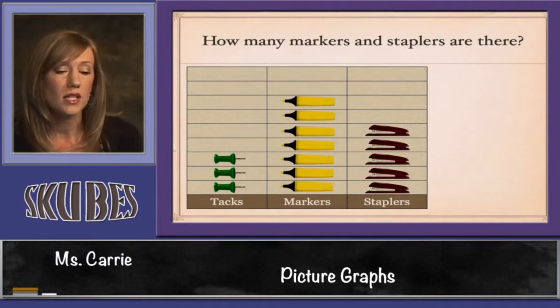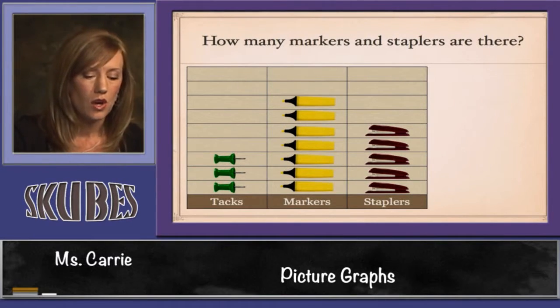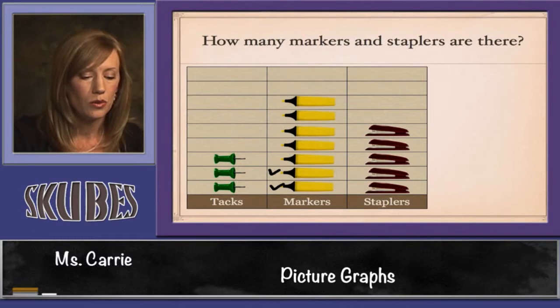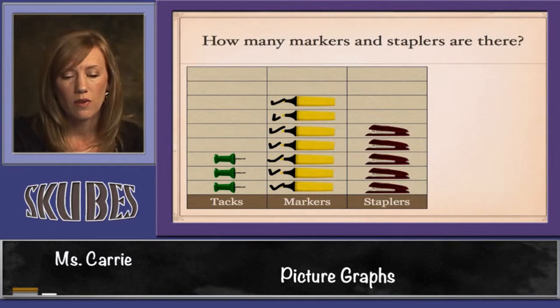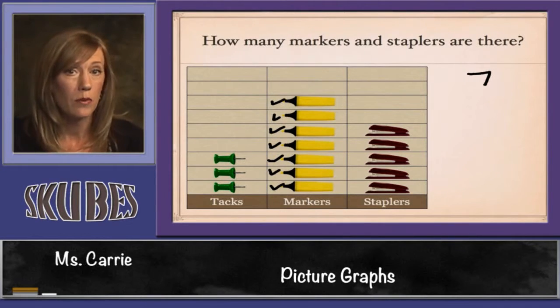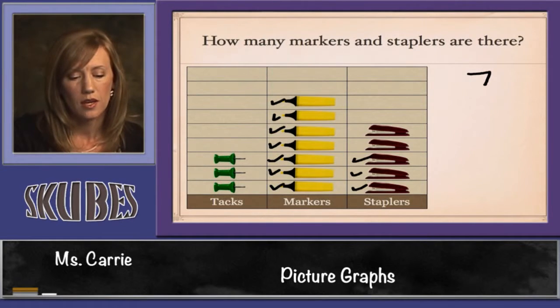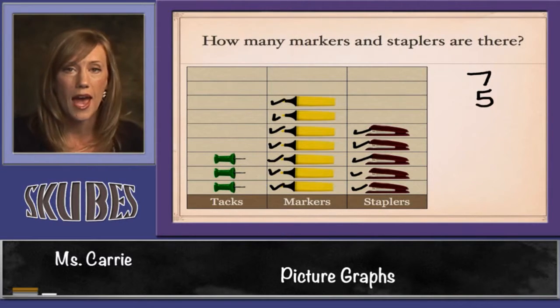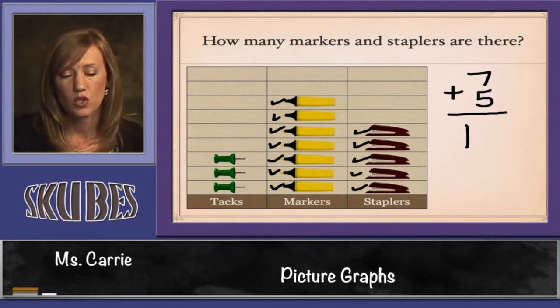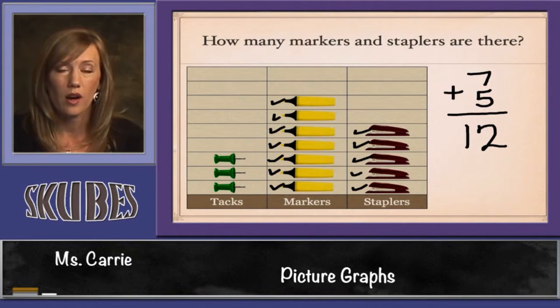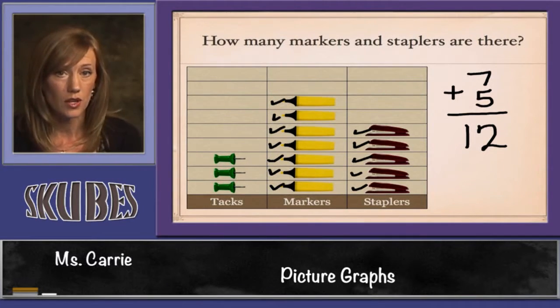Well, to find that out, we need to count up our markers and our staplers. For markers, we had 1, 2, 3, 4, 5, 6, 7. So I'm going to write a 7 over here so I don't forget that's how many I had. And for staplers, we had 1, 2, 3, 4, 5. I'll write my 5 under my 7 because we're going to add these together to see how many there are. Well, I know that 7 plus 5 is 12, so our answer is 12. There are 12 markers and staplers on this graph.